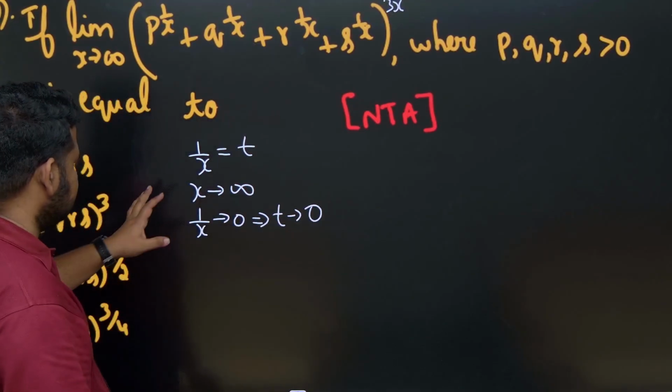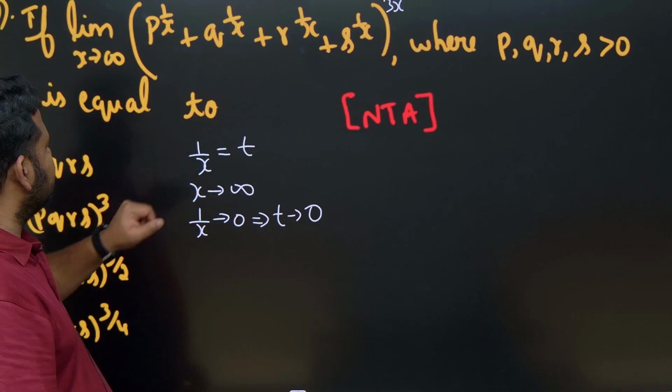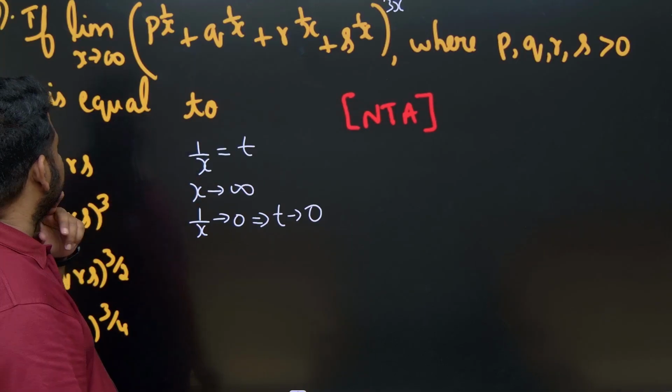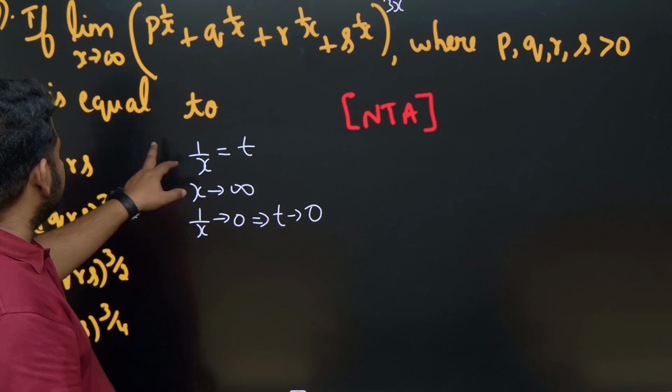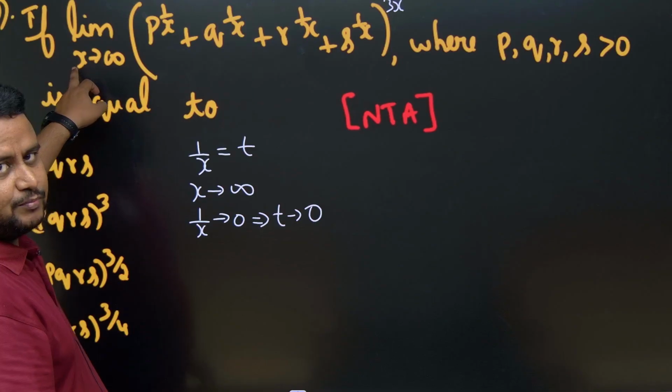That will be like this only. Let t is equal to 1 by x. So x is equal to 1 by t. So wherever x is there, I have to take 1 by t.